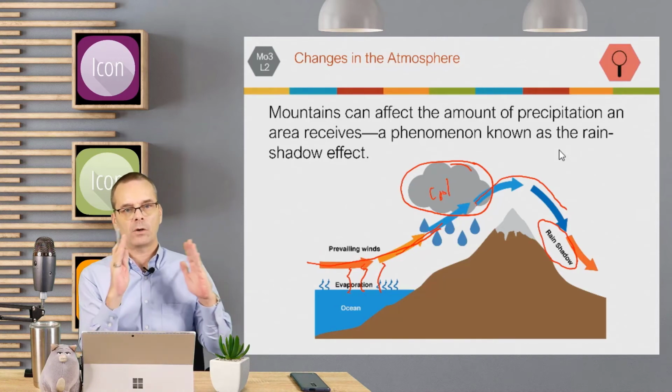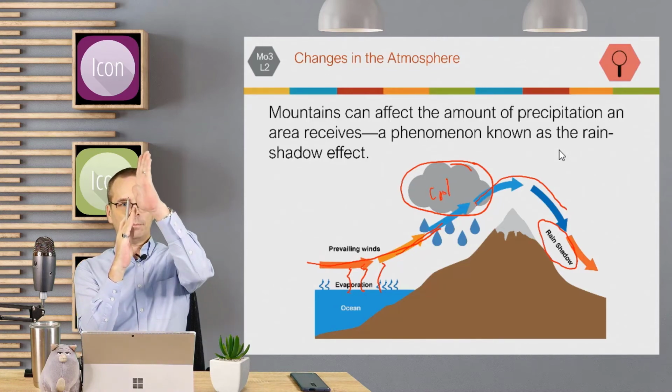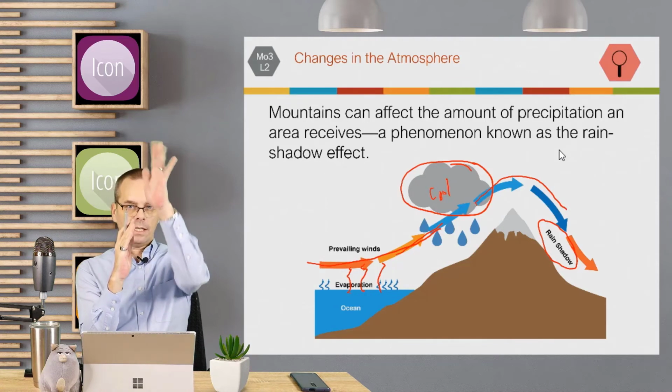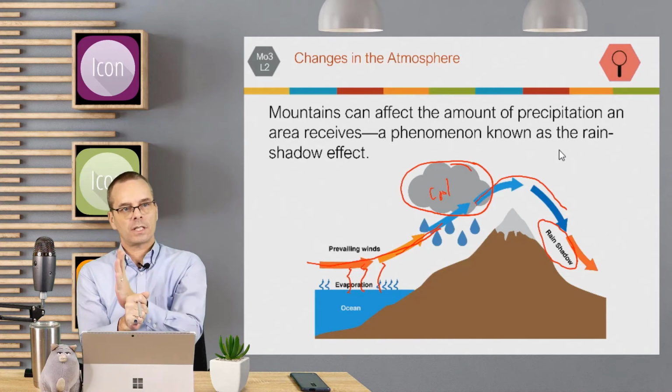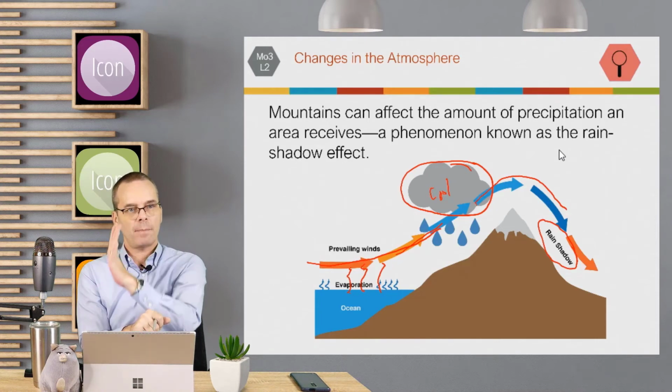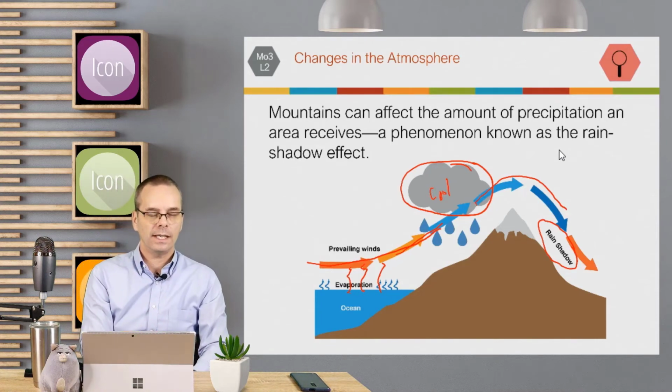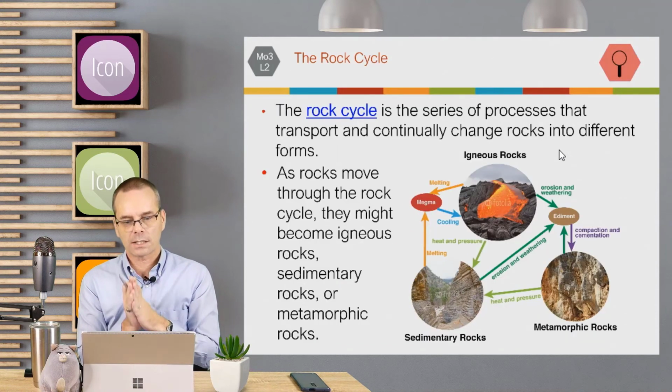Because the mountain pushed all the air high up, and it cooled very quickly, and then it rained. And there was nothing left to go over the mountain to rain on the other side. So the other side of the mountain becomes the rain shadow. It gets less water. You also have something called the rock cycle.